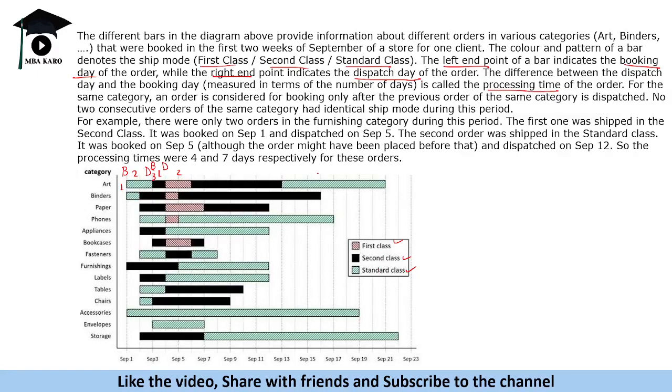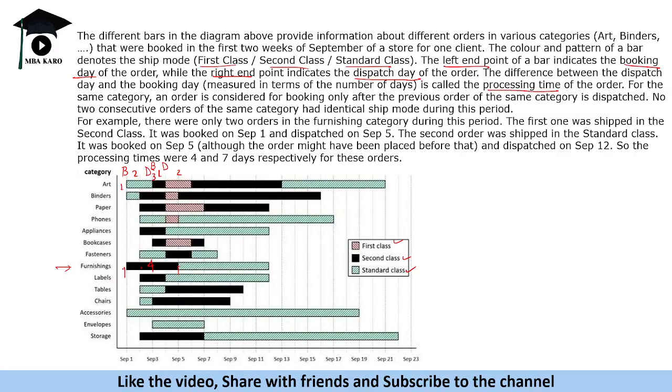Okay, then they have also given that if you could not understand it, they further explained how to read this graph. There were only two orders in the furnishing category. So if you talk about the furnishing category, there were two orders, and the first one was shipped in the second class. So that is the black one. It was booked on September 1 and dispatched on September 5. So 1 to 5, right? So there's a gap of 4 days. So that is the processing time.